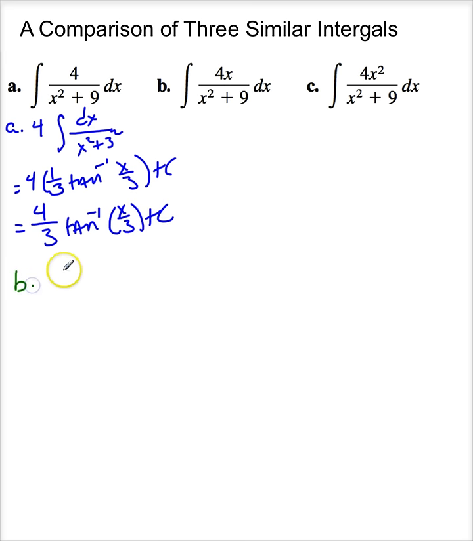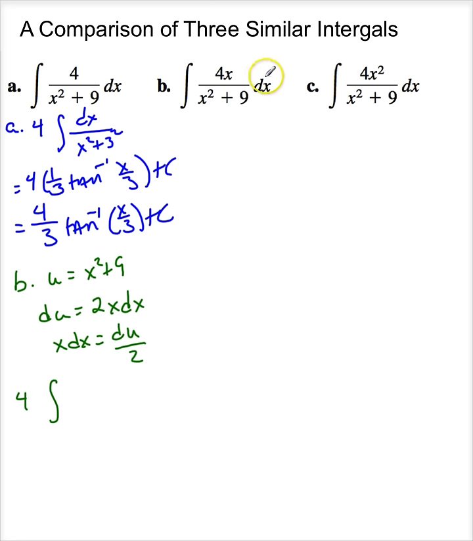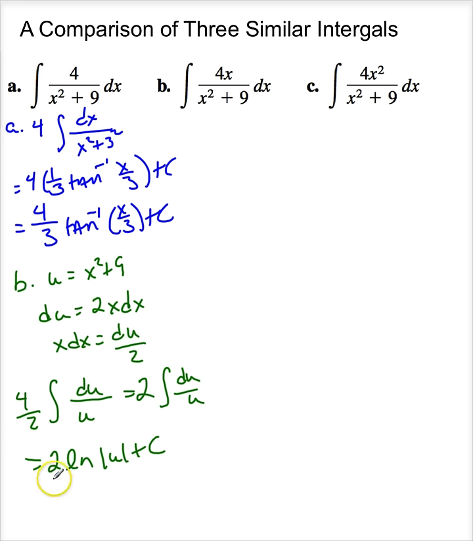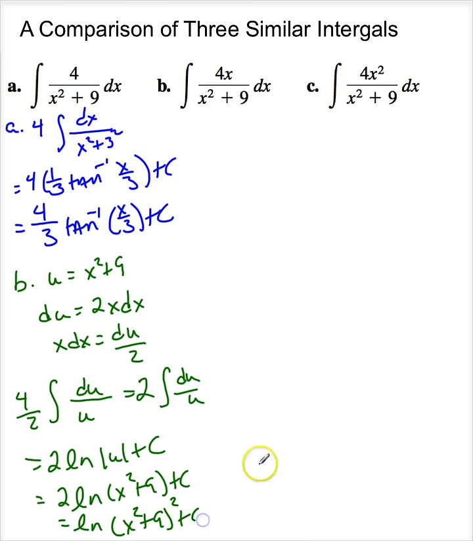Now let's look at B. Let u equal x squared plus 9, in which case du is 2x dx. So x dx is du divided by 2. So this integral becomes, I'm going to factor that forward, now x dx is du divided by 2, so I'm going to put this on the outside, and then this u. So this is twice the integral du over u, which is 2 times the natural log of the absolute value of u plus c. Plugging u in, this gives me 2 times the natural log of x squared plus 9 plus c. And of course we can rewrite this as the natural log of (x squared plus 9) squared plus c, but you don't really have to. That's just kind of fun.